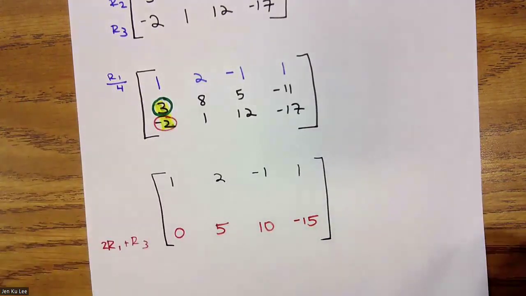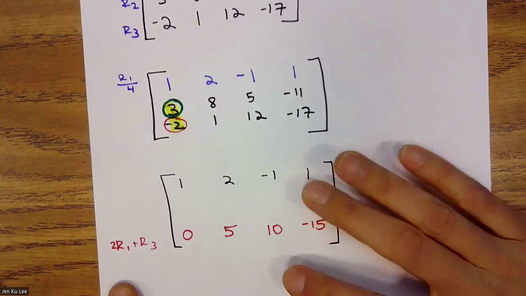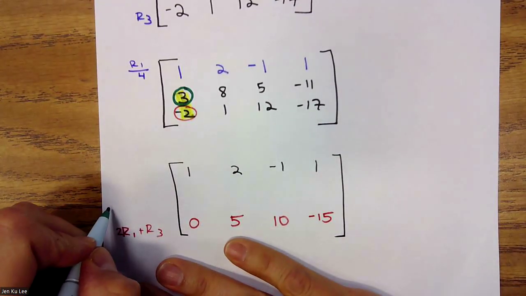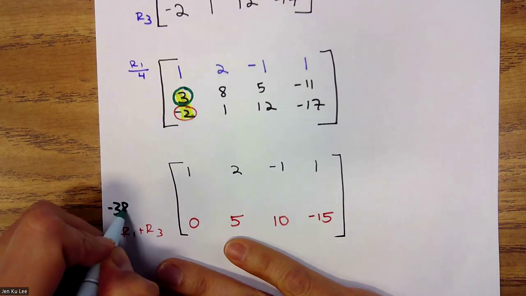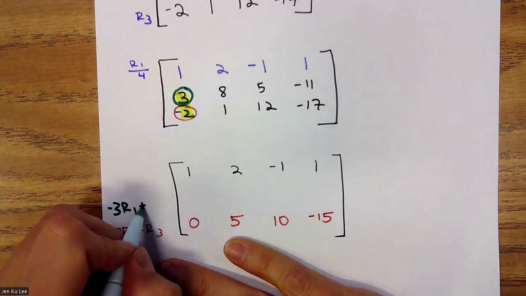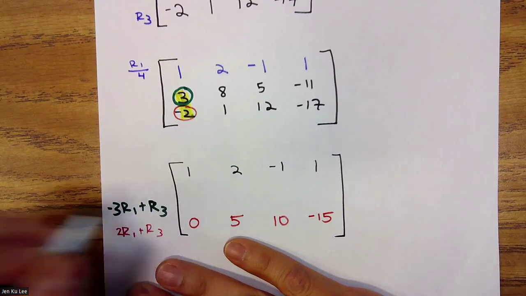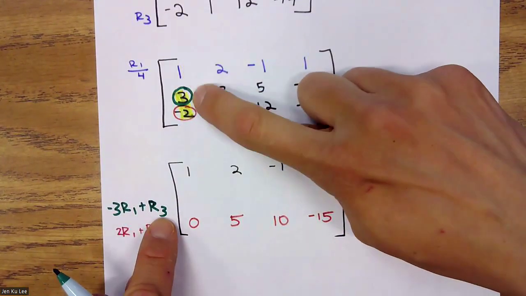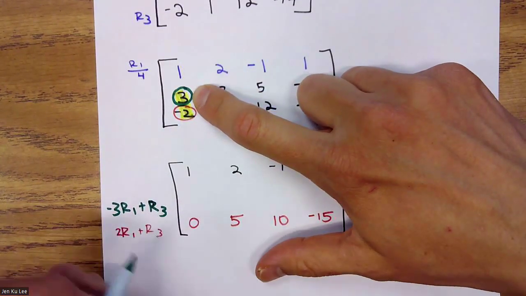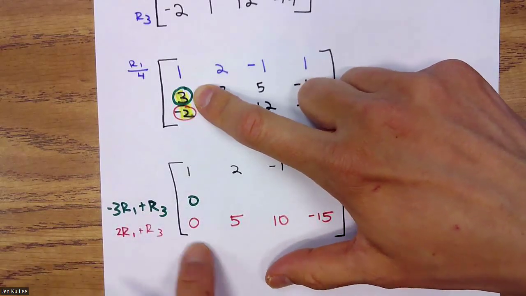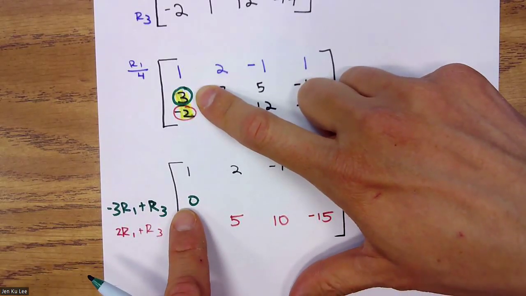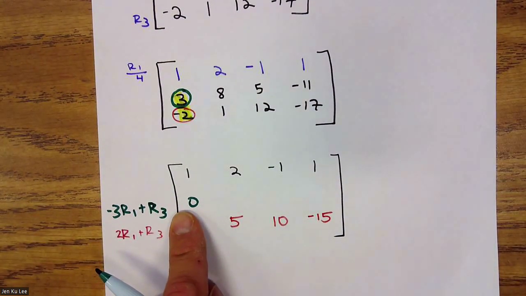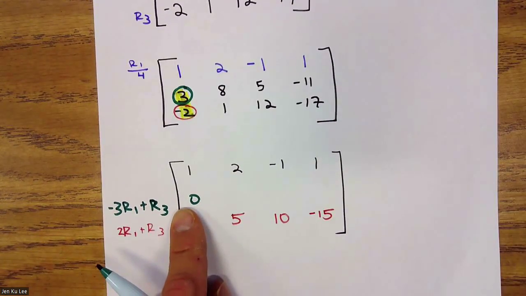This one. Can I go negative 3, row 1, plus row 3? Negative 3 times 1, that's negative 3, plus 3, that's a 0, right? And honestly, as long as these two guys are zeros, I don't care about the rest. Yeah? Let them fall wherever they fall.